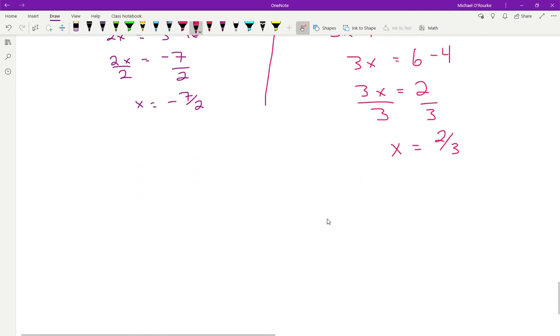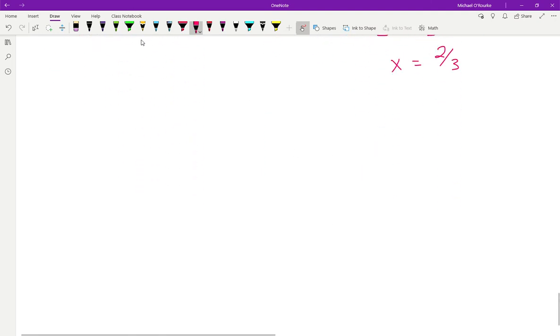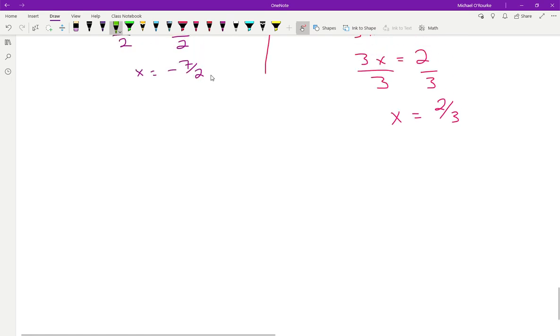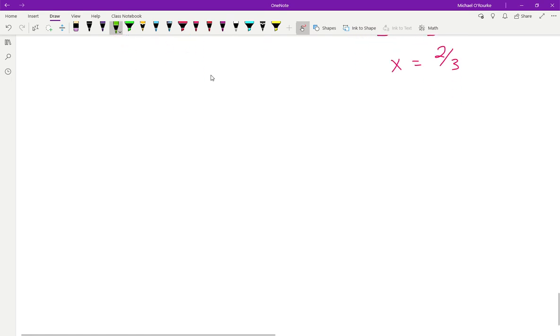And there's only one last thing I can do here. What if it looks like this? 4 to the power of 2x equals 32. Okay?